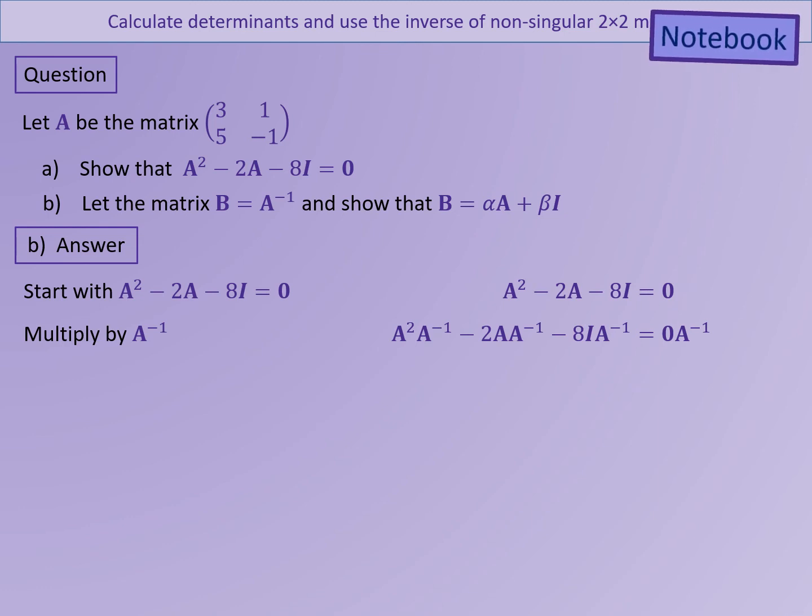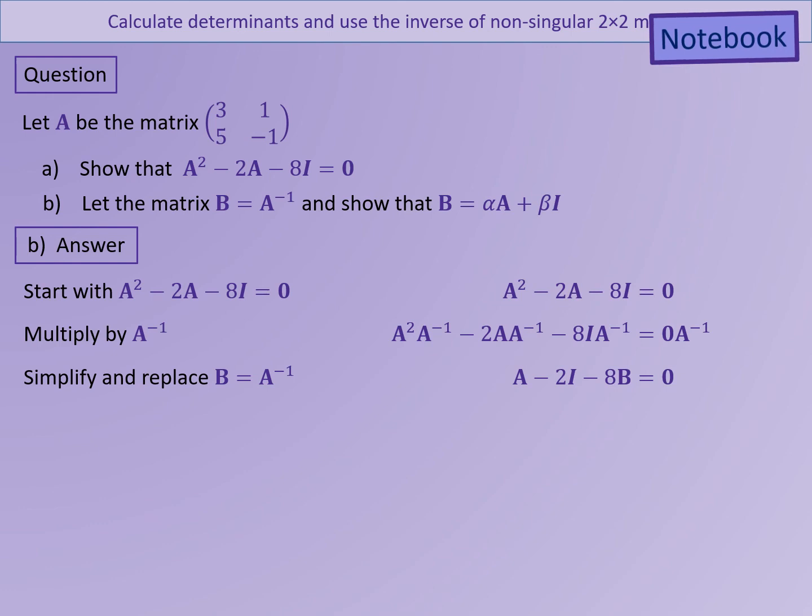For example, the first term is actually A times A inverse. Because we know that A times A inverse is just the identity matrix, and the identity matrix doesn't change other matrices, we can see the first term is just going to be A. Similarly, for the second one, A times A inverse is just going to become I. The third term, I times A inverse, is just going to be A inverse. And because the question defined A inverse as being matrix B, we've replaced the A inverse with B. And then the right-hand side, we've got 0 times A inverse. We know that the 0 matrix times anything is just the 0 matrix, so that stays the same.